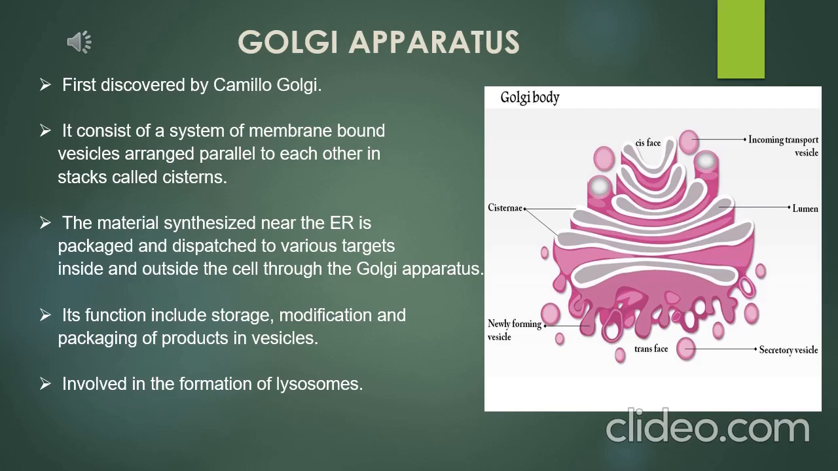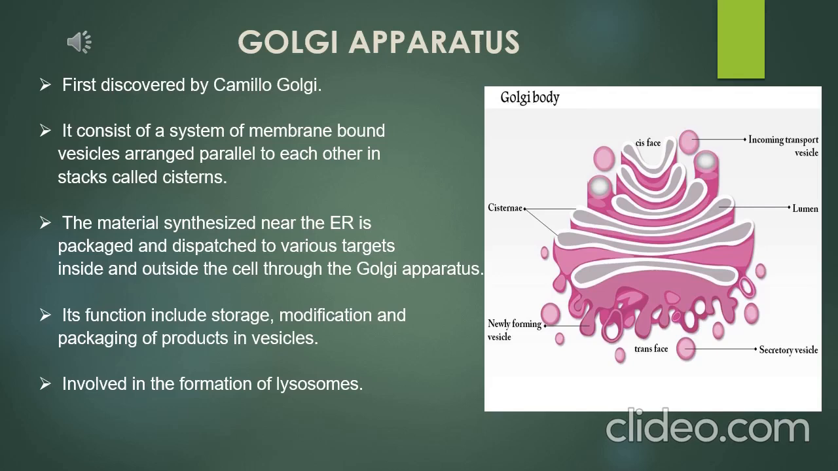Then the material synthesized near the ER. Actually, this Golgi body resides beside the ER. So the materials which are synthesized by the ER are packaged and dispatched to various targets inside and outside the cell through the Golgi apparatus. So first the nucleus is there in the center of the cell. After that, beside the nucleus there is the ER, endoplasmic reticulum, and after that these Golgi bodies are there. So it is a network-like structure which transports the materials from one place to another.